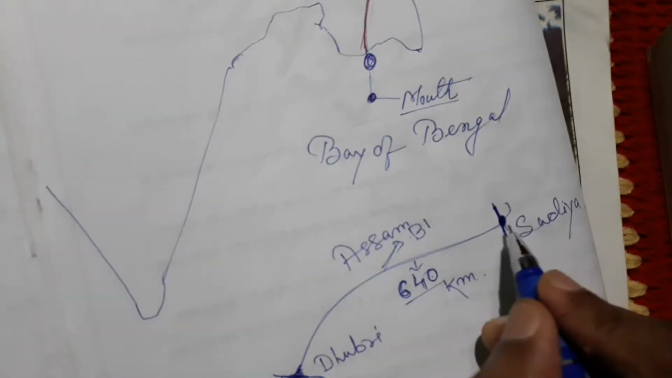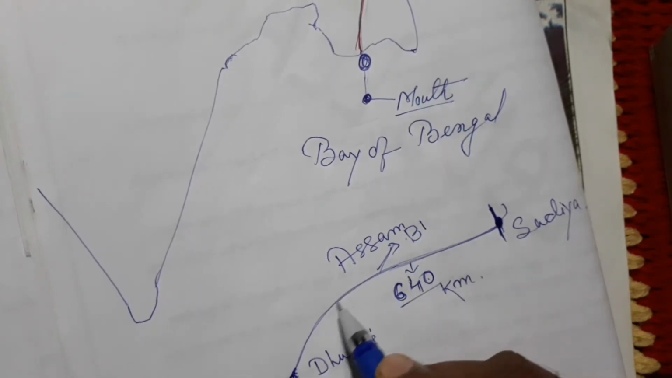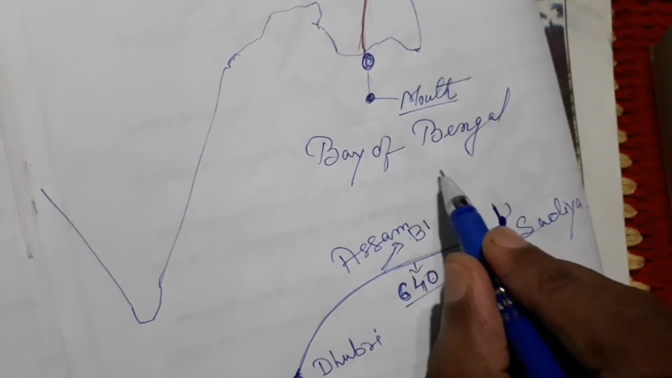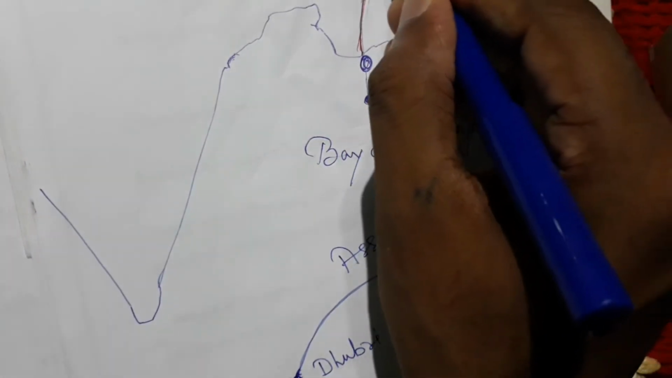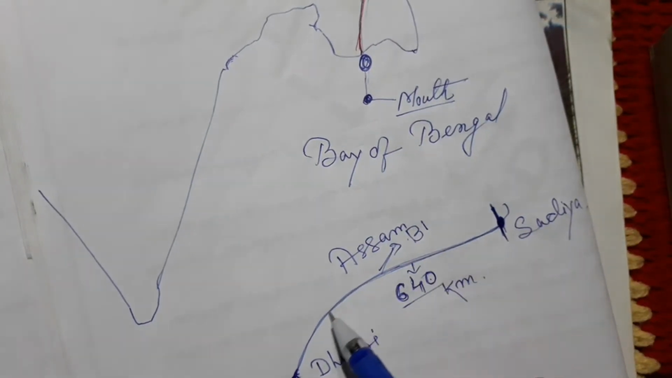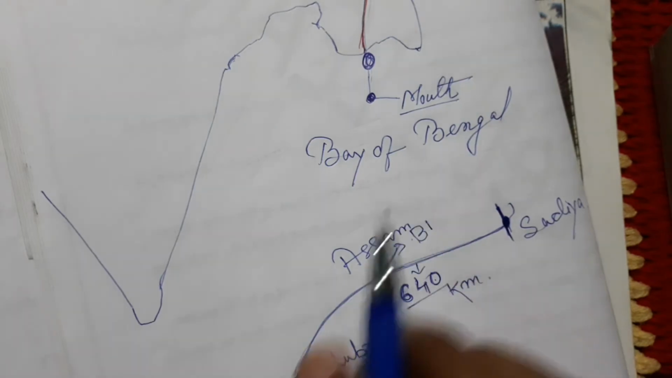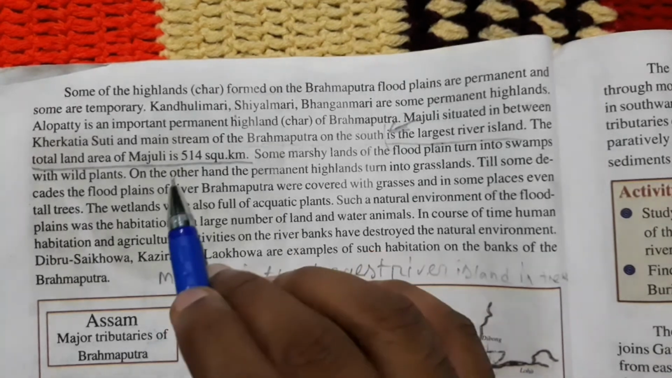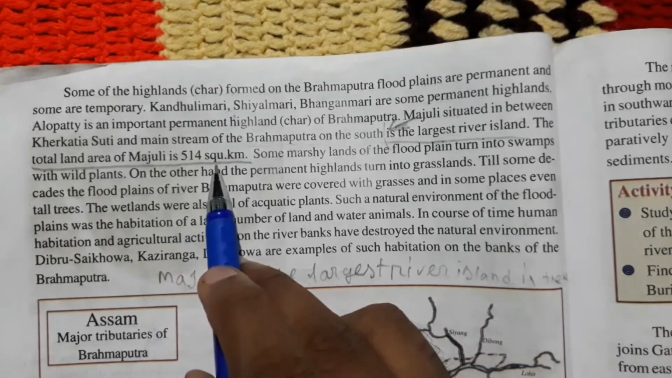When it enters Assam, the current of the river, the speed of the river, is very slow and gentle, because the speed of the river is much more in hilly areas, that is in Tibet and the Himalayan region of Arunachal Pradesh. But when it enters Assam, it is a very plain area, so the speed of the river is very slow. Majuli is the biggest river island in the world, and it is formed by the river Brahmaputra. The total area of Majuli is 514 square kilometers.